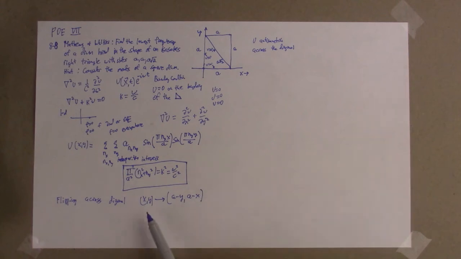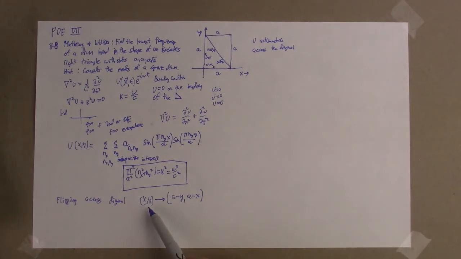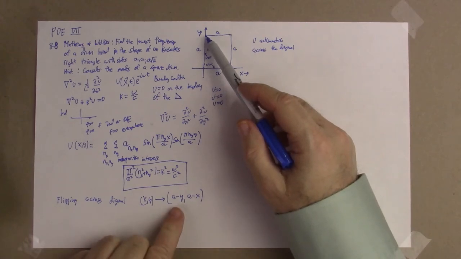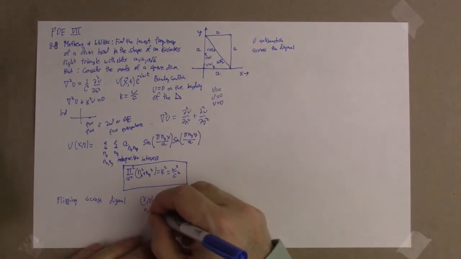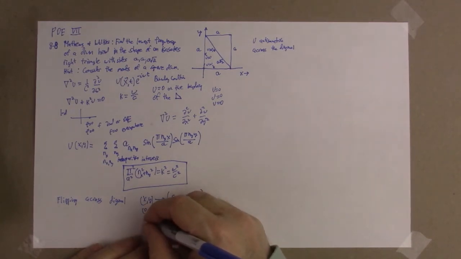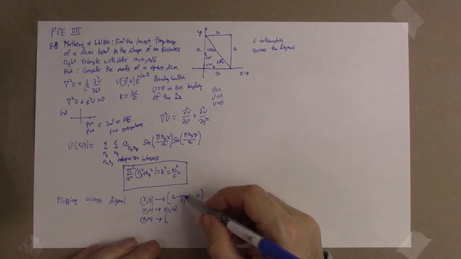Let's just verify it. The point 0, 0 goes to a, a. That's good. Now let's do x equals 0, y equals a. That will go to, it's not what I want. Maybe I wrote this down wrong.